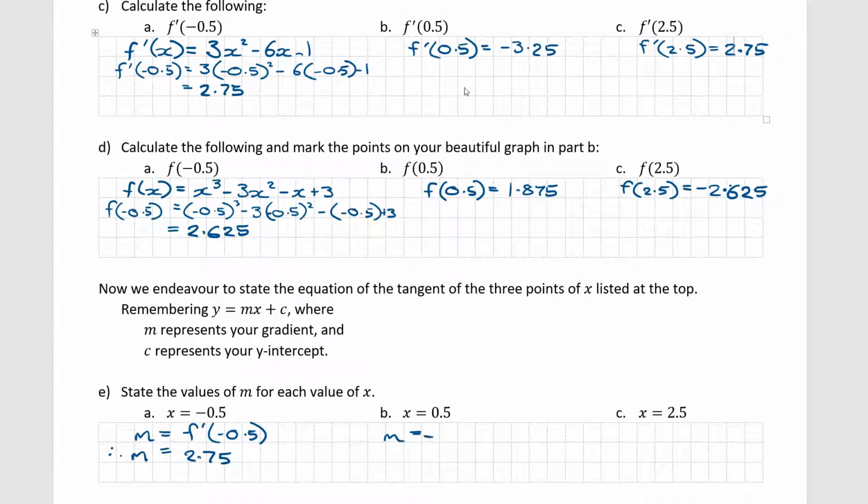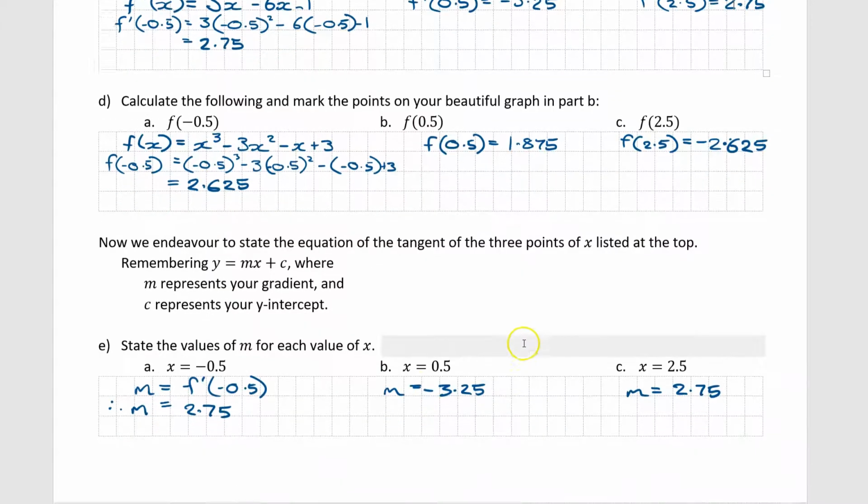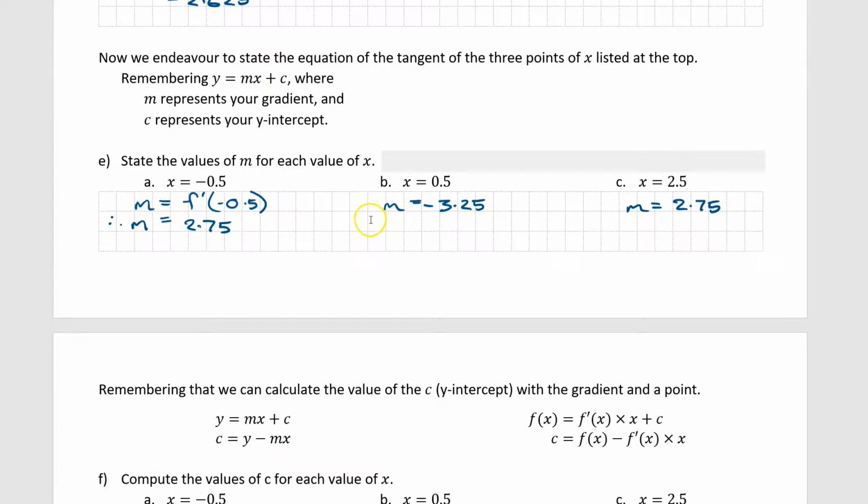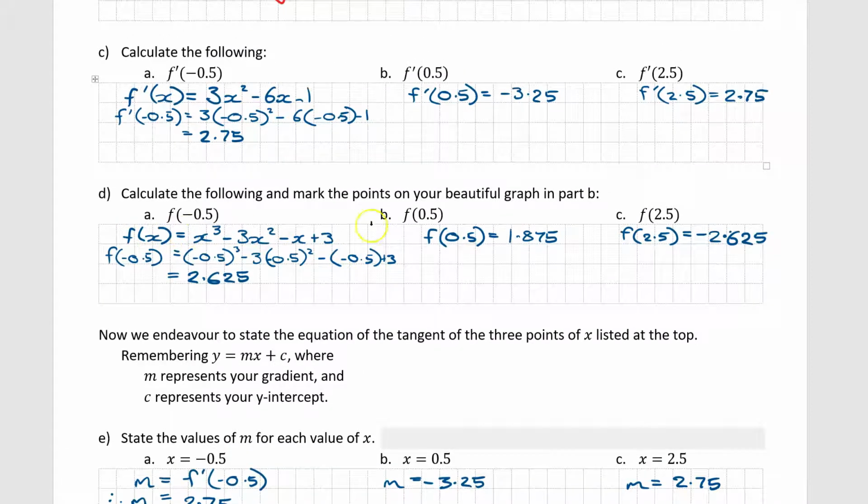So that's negative 3.25, and this one is m equals 2.75. So yeah, too easy. Moving down, remembering that we can calculate the value of c, or the y-intercept, with the gradient and a point, because y equals mx plus c, we can rearrange it to c equals y minus mx. We've already got y and x because we've done the calculations over here.